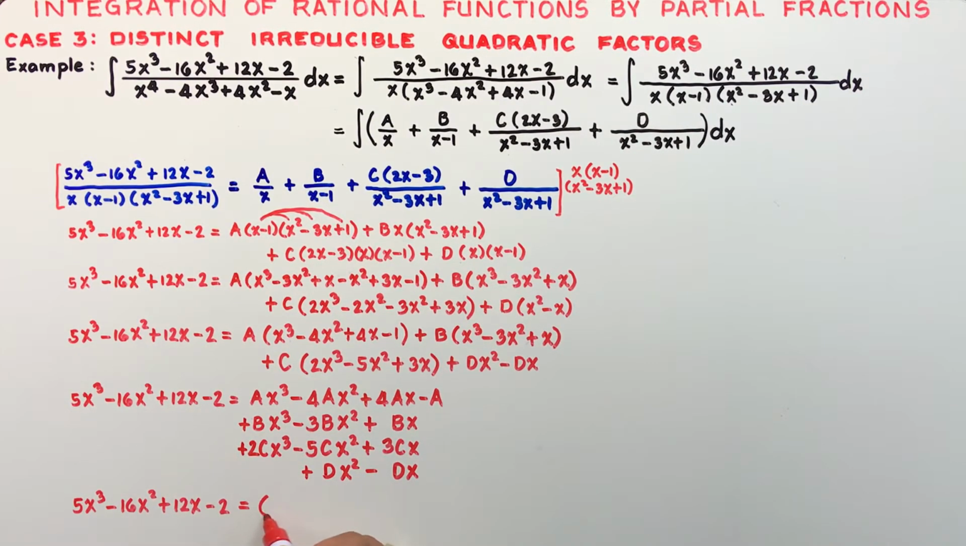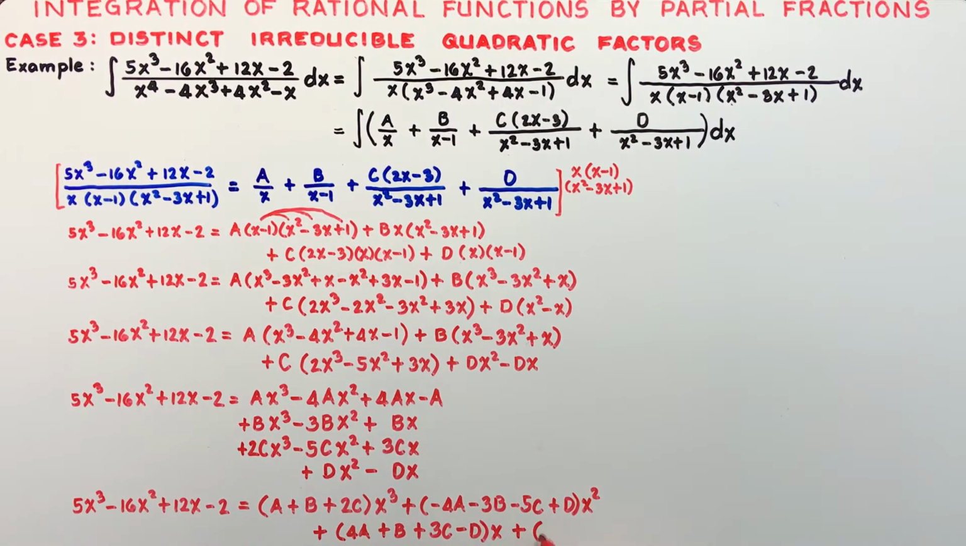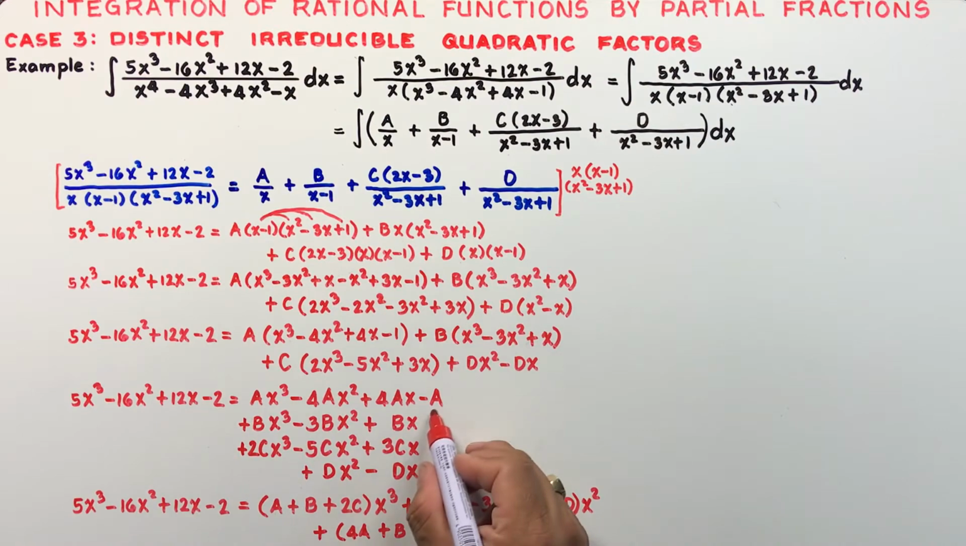So combining similar terms there, we have 5x cubed minus 16x squared plus 12x minus 2, which is equal to a plus b plus 2c quantity multiplied by x cubed, and this is added to minus 4a minus 3b minus 5c plus d quantity multiplied by x squared, and also added to 4a plus b plus 3c minus d quantity multiplied by x, and this is added to the constant, which is negative a here.